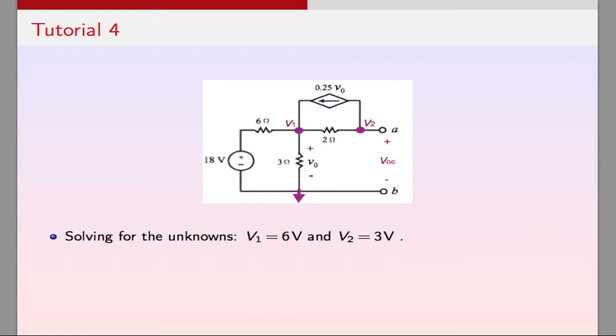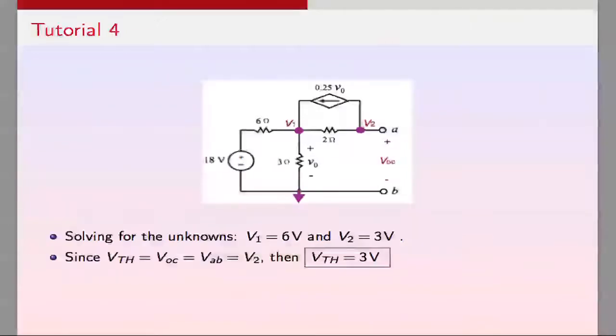Now, since V Thevenin by definition is the open circuit voltage, which in this case is the voltage from A to B, then recognizing that terminal A is connected to node 2 and terminal B is connected to ground, VAB is basically V2. Okay, and therefore V Thevenin is equal to node voltage 2, which is 3 volts.